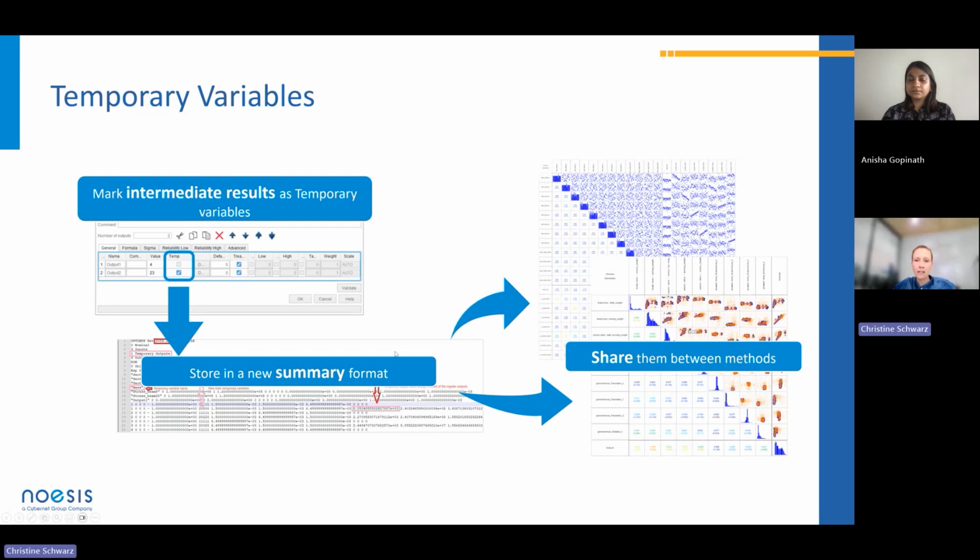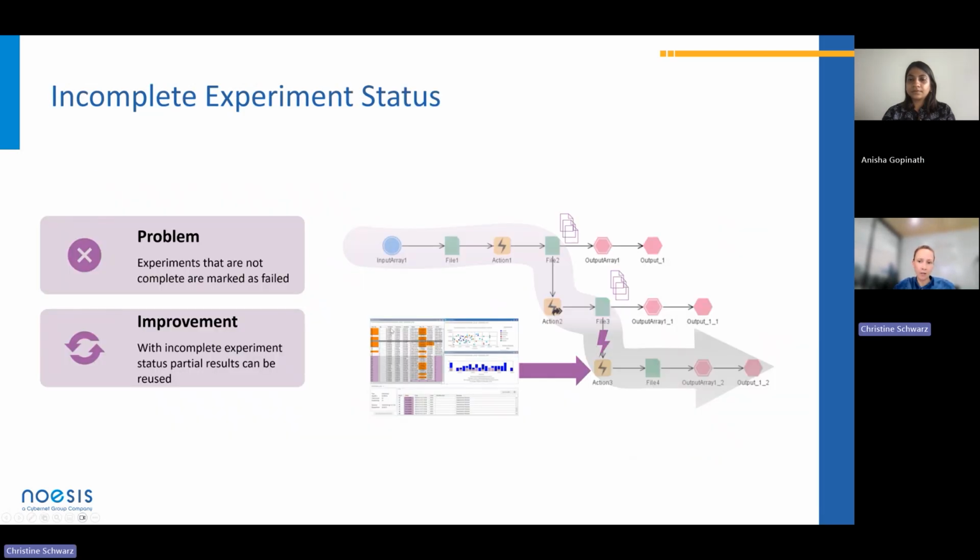And next is the new incomplete experiment status. Before, partially completed experiments that were not fully run were marked as failed because results were missing. But now it's labeled as incomplete. So as an effect, you can reuse the results you already have, and you can only recompute what is missing. So if it gets broken at any step during the workflow, you can just pick up and get restarted at the step where you left.